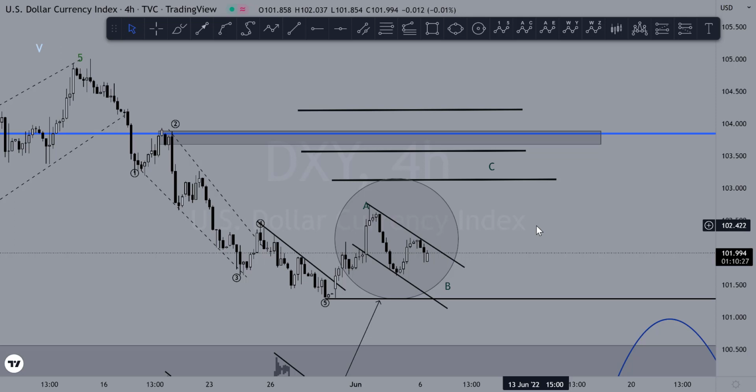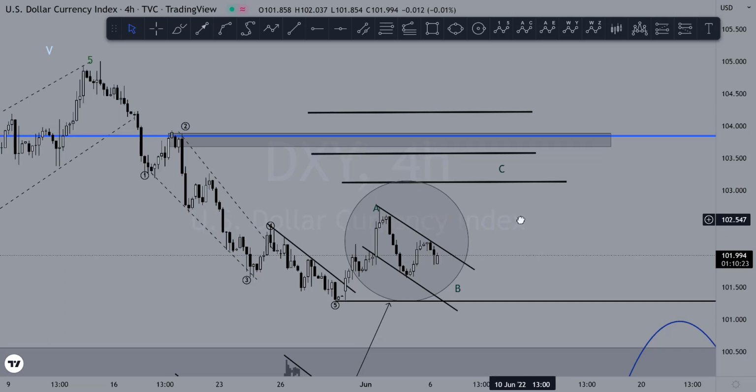Without wasting your time, let's look into it. Let's check out what we are expecting on this index. So this is your 4-hour time frame, your H4. I'm on H4 right now, and what am I expecting?